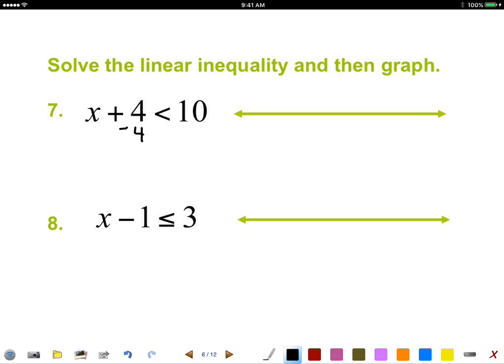So underneath here, we're going to put minus 4, and what you do to one side, you have to do to the other side. 4 minus 4 is 0. We don't put the 0. We just bring down the x less than, and 10 minus 4 is 6.